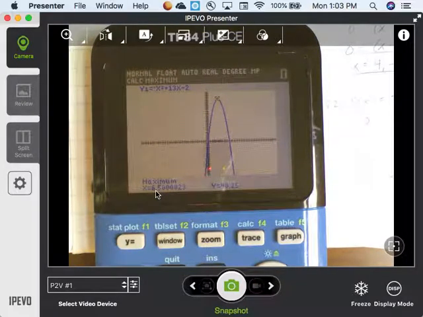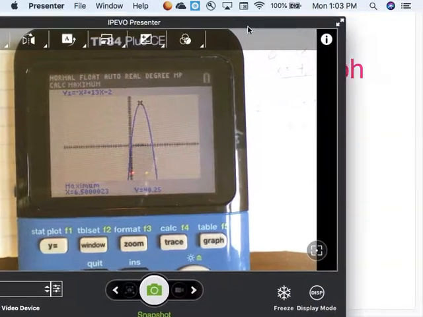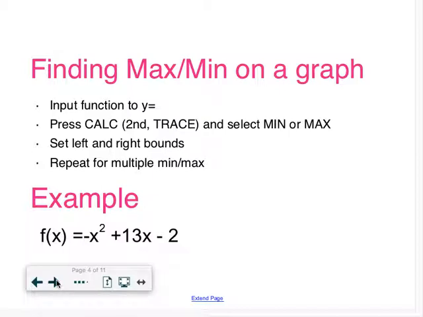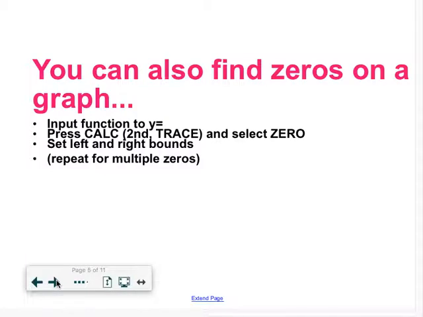Okay. Now, while I'm helping Allie, I'm going to change over my slide because we can also use our calculator to find zeros, and it's very similar. So you can decide what you want to write in your notes about finding zeros on the calculator. The only difference is when you go to second trace, you choose 0 instead of max or min.